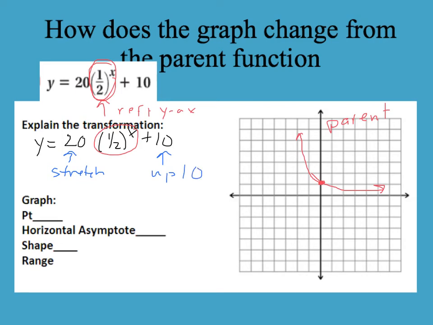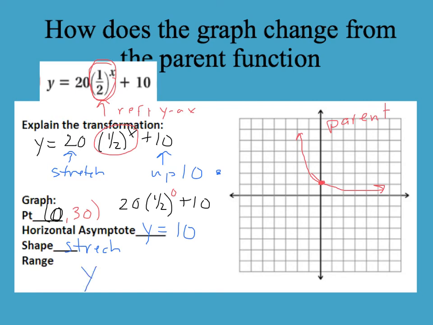So how does my point change? Well, my point at 0, again, the point is always going to be when x is 0, what's y? y is going to be equal to 30. How do I get that? Again, you plug it into your equation. So this does not change, but now you're plugging 0 in for x, and if you plug that in, you'll get 30 out. Your horizontal asymptote is going to move up 10 because of this right here. So I'm going to have my horizontal asymptote at y equals 10. And then my shape gets stretched, so it's getting skinnier.